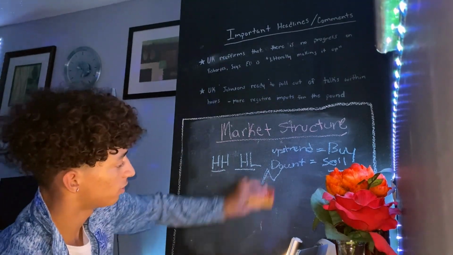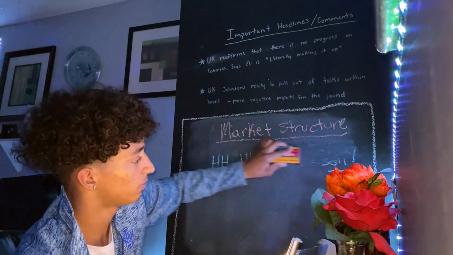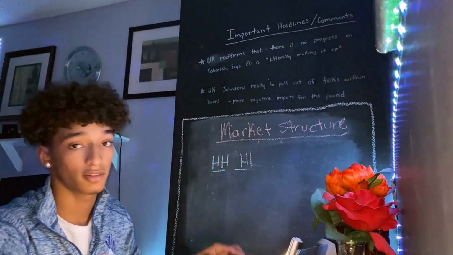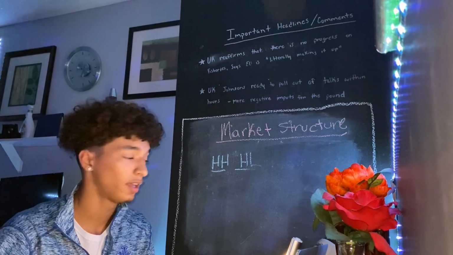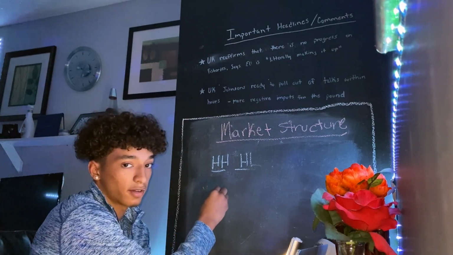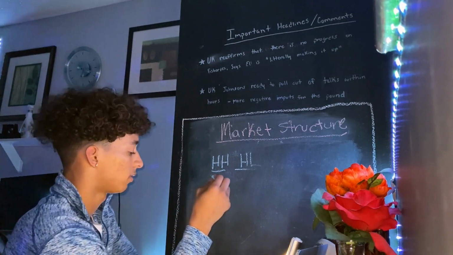So it's better to just trade with the trend, right? That's what we call it. The trend is your friend. Trade with the trend. So if it's going up, you're only looking for buys. If the price is going down and the market's going down, you're only looking for sells, right?